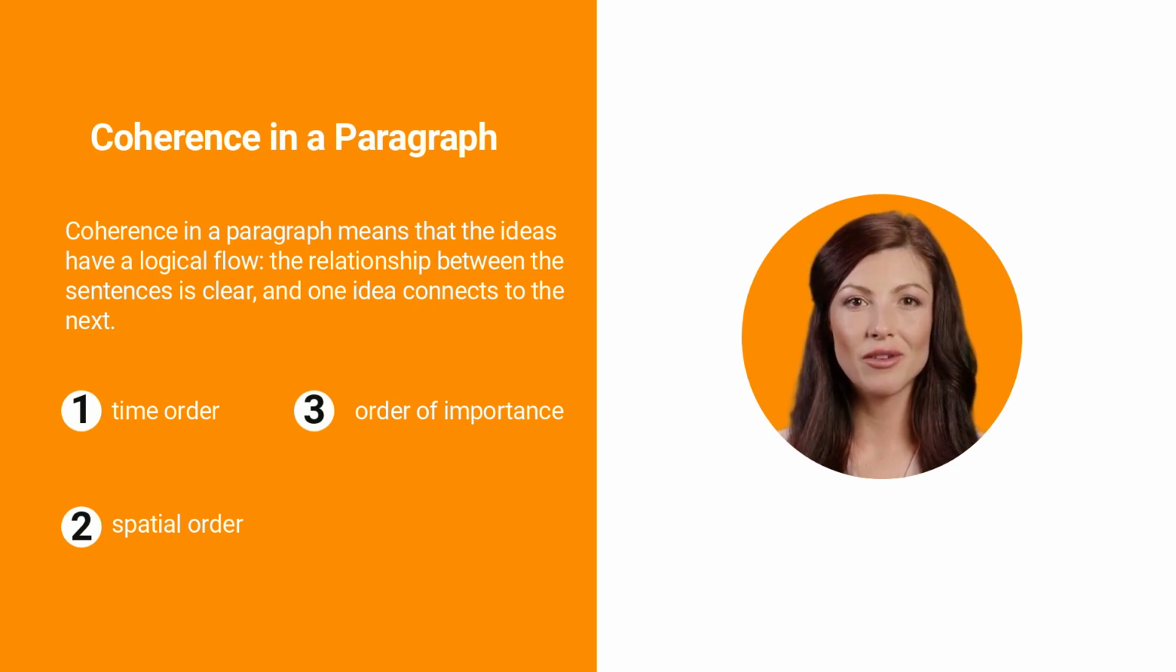To use time order, tell what happened first, next, and last. Spatial order is useful for describing items from top to bottom or from side to side. Paragraphs organized by order of importance might give the most important ideas first or leave them for last.